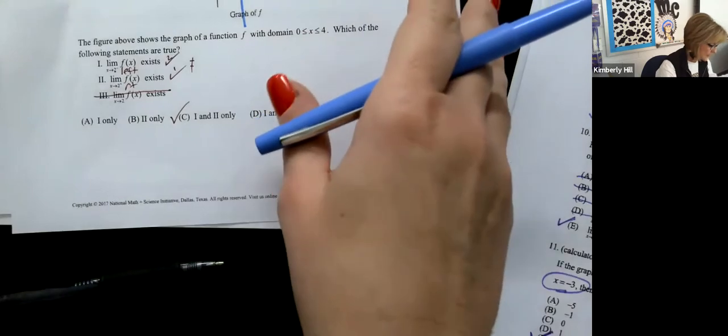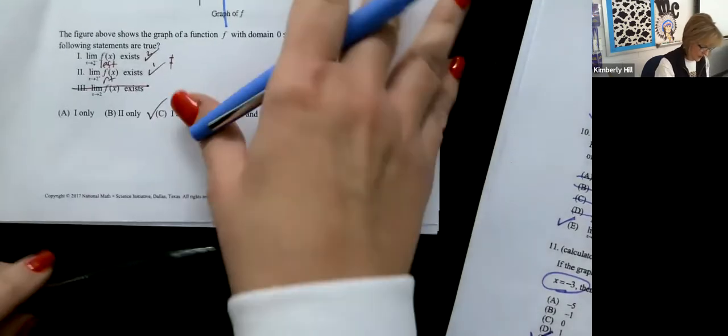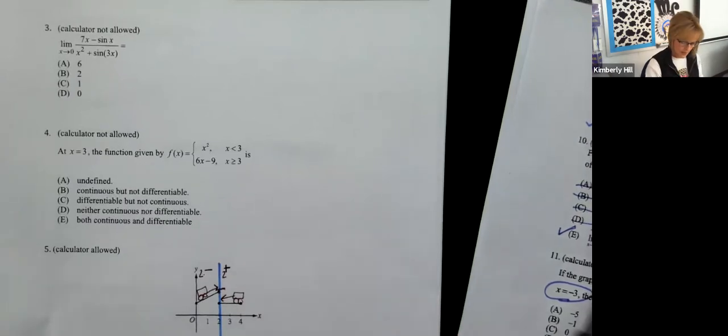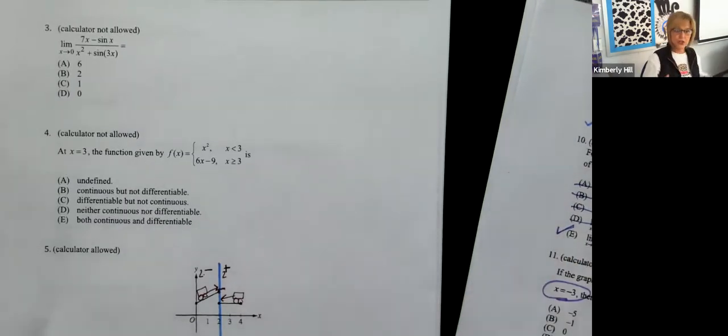Let's see. Let me look at number 3. Let's look at number 3. That's a good one. So let's look at number 3. For the sake of time, we're just going to jump right in. So we're doing the limit as x goes to 0.